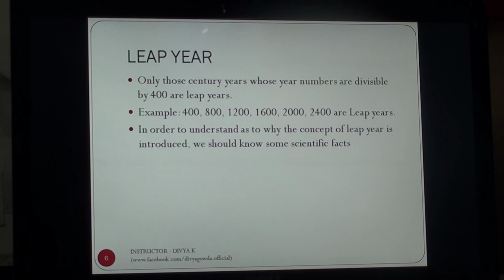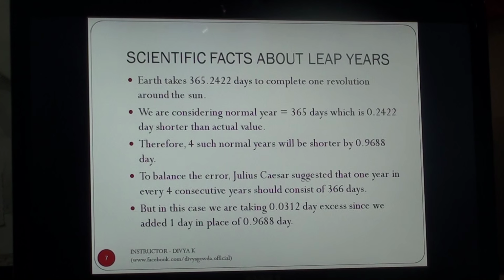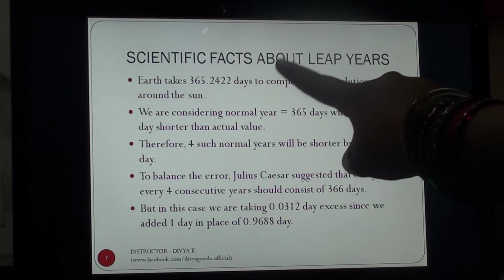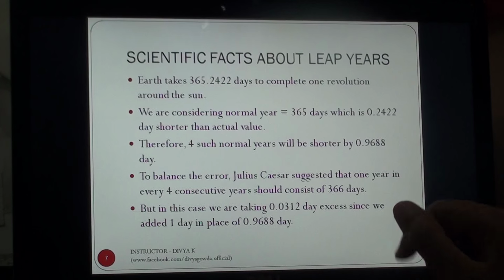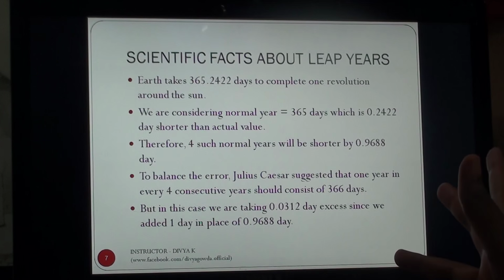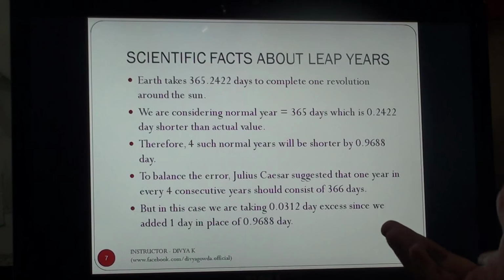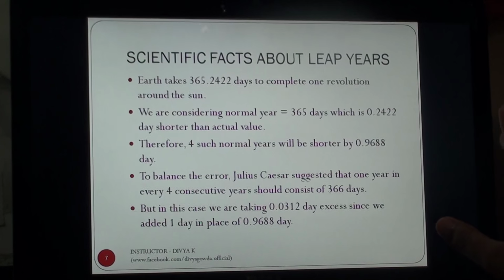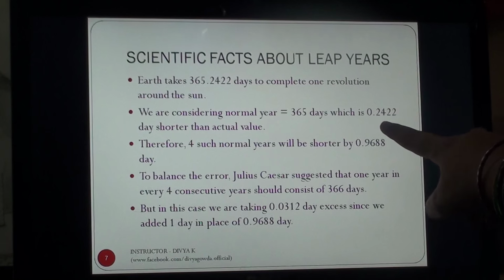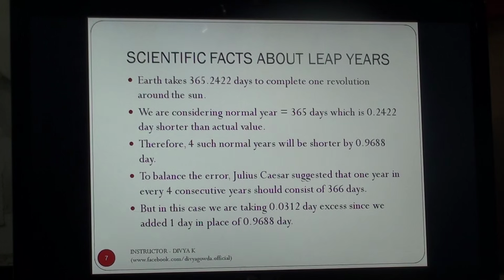As I told you, we have to understand some scientific facts behind this. Usually the earth doesn't take exactly 365 days to make one revolution around the sun. It actually takes 365.2422 days to complete one revolution. For our calculation purposes, we cannot take so many decimals, so we consider a normal year to have just 365 days. But 365 days will be shorter by 0.2422 days than the actual value.